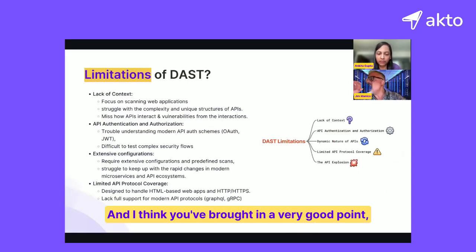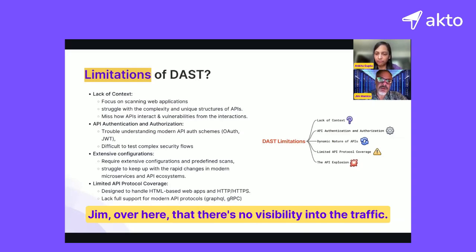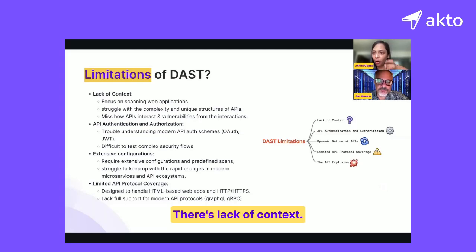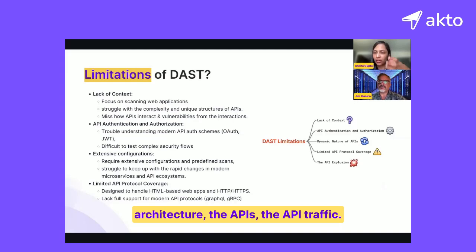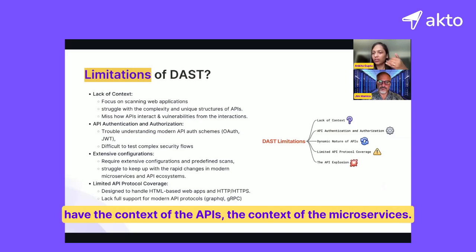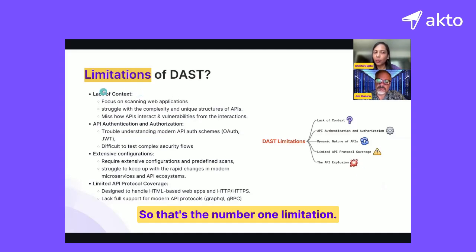And I think you've brought in a very good point, Jim, that there's no visibility into the traffic. There's a lack of context. The traditional DAST cannot understand the new architecture, the APIs, the API traffic. So these are really the limitations of DAST, which is one, it lacks context. It's a black box testing tool, so it tries to scan the tool, but it does not have the context of the APIs, the context of the microservices. So that's the number one limitation.